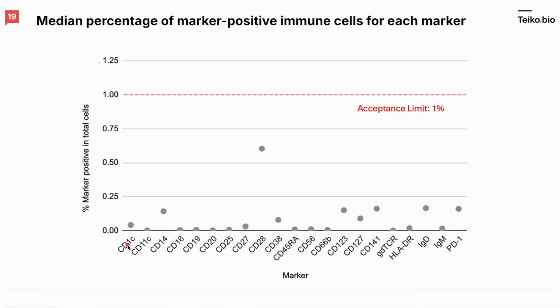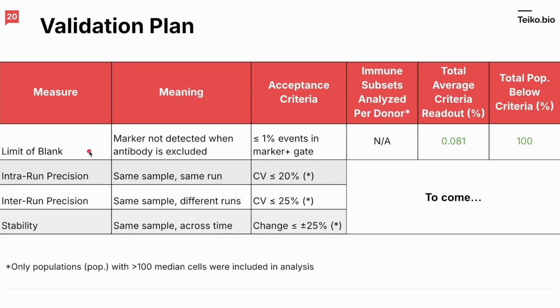If you see this plotted out, you can see CD1C all the way to PD and the percent marker positive, the acceptance limit of 1% over here. So again, great results. So this is the first notch on our belt, which is limit of blank. Instead of a 1% event criteria, we were all the way down at 0.081%, and 100 populations were below criteria.